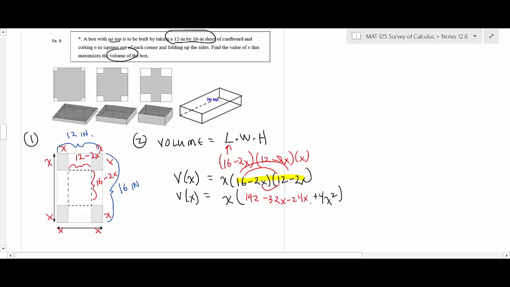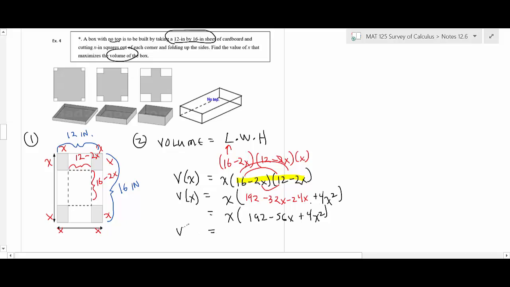Okay, like that. So I've got that. Now I'm going to just keep working with this. I'm going to collect like terms. That's 192. And 32 and 24 would be 56x, and 4x squared. Now what you want to do is distribute the x through that.